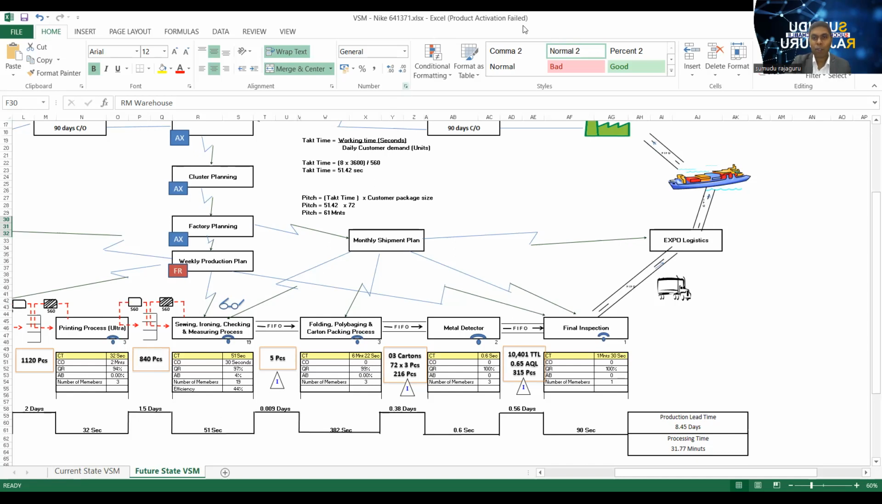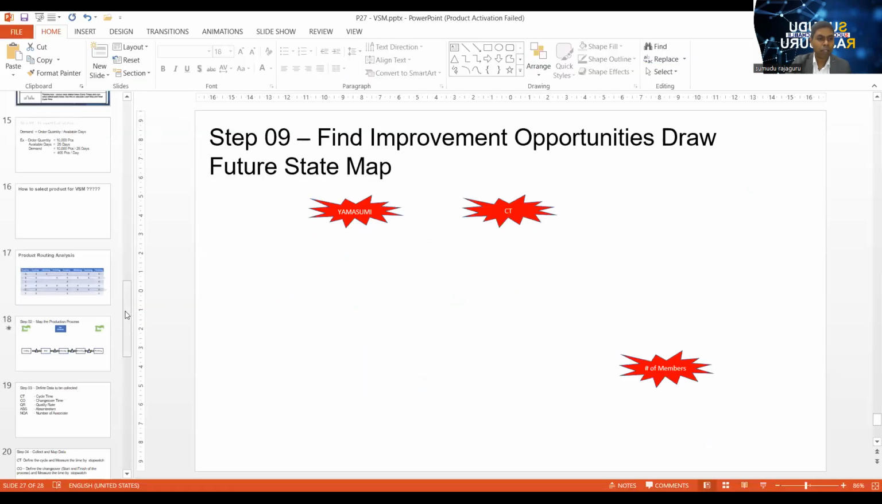So I think now you may have a proper idea about the value stream mapping. Now I'm going to summarize the thing. Okay, give me 1 minute. I am summarizing now here.